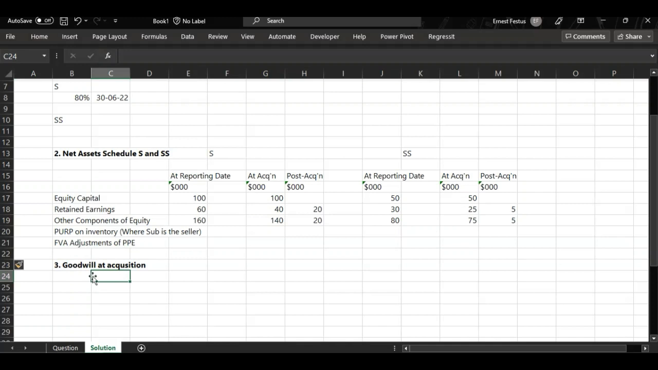Okay, so now the goodwill calculations. Goodwill, we are talking about the excess of the purchase consideration of a business over the value of its net assets. That is goodwill. So that is all what we are doing here. So we start by purchase consideration.